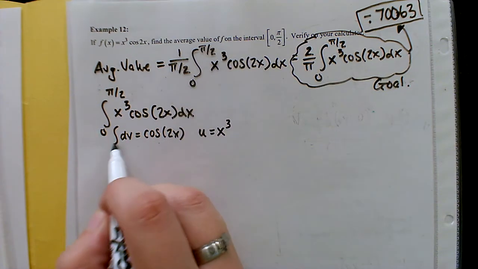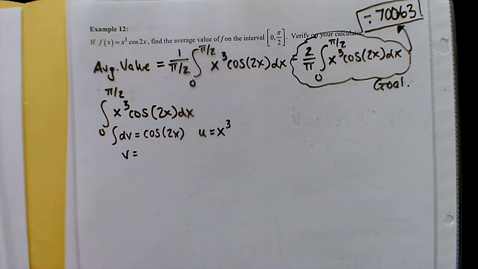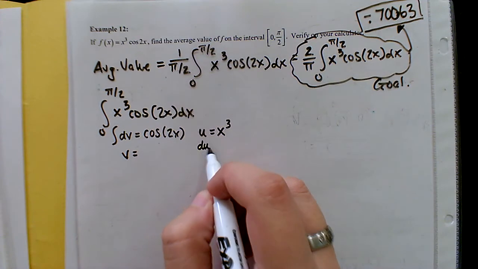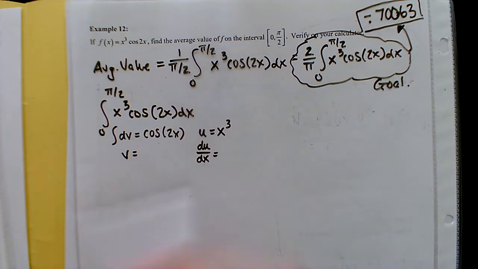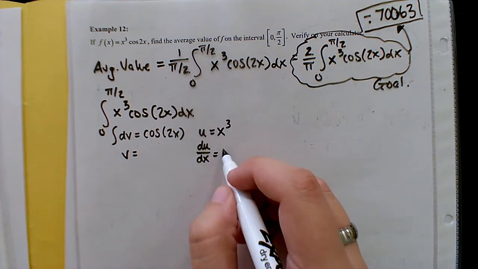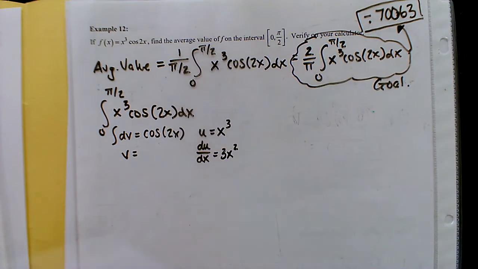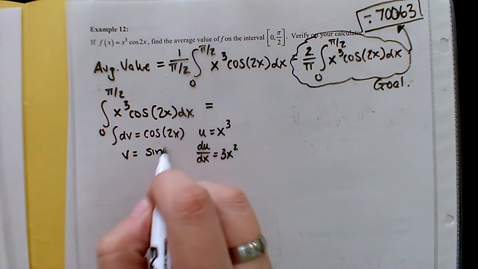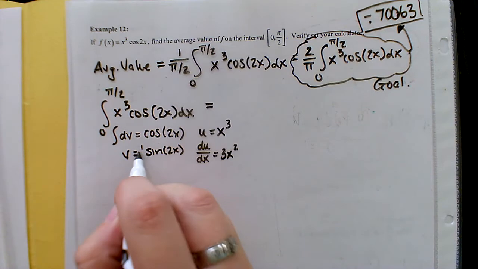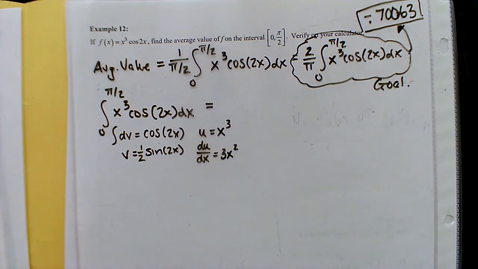We have to work backwards from dv to get v, and differentiate u to get du. Can we work backwards from cosine of 2x? Yeah. Sine of 2x over 2, yep, or you can bring that 2 out front as a coefficient of 1/2, either one. Good.